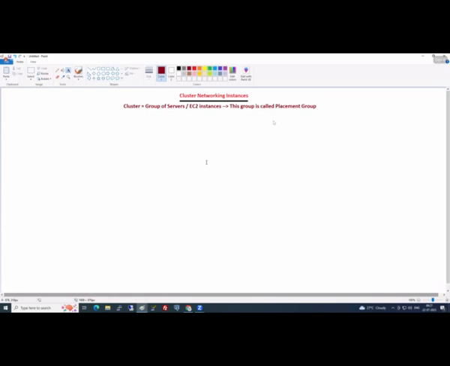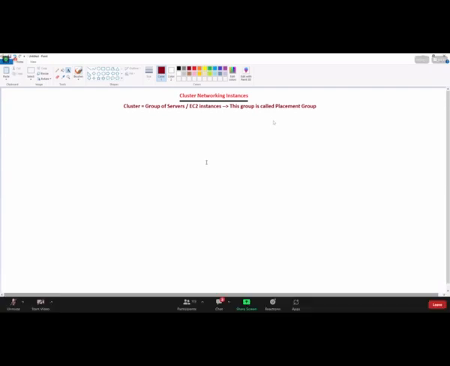Spread placement group is spreading across multiple availability zones, correct? But the problem there is, in one availability zone, you can have only 7 EC2 instances. In one group, how many EC2 instances can you have in a spread placement group? 7. So how many total EC2 instances can you create in the Mumbai region? 21. Because how many availability zones are there? 3. 7 threes are 21.